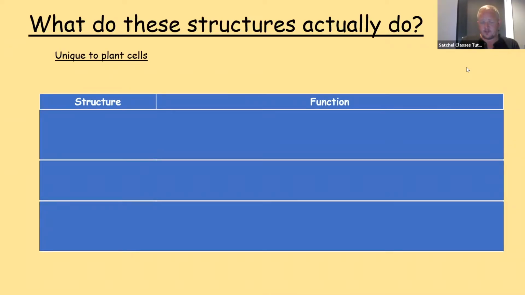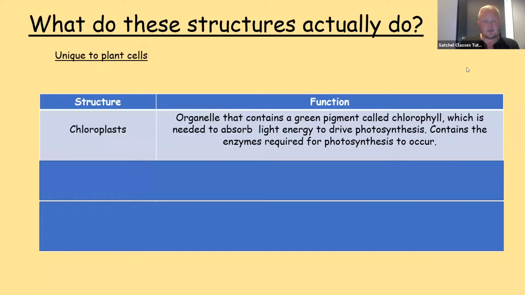Then there's the structures that we mentioned that are only found in plants. They're unique to plant cells. Chloroplast. It's an organelle that contains a green pigment called chlorophyll, which is needed to absorb light energy to drive photosynthesis. It's the majority reason why leaves on plants are green. It's because they contain lots and lots of chloroplasts with lots of chlorophyll, especially near the surface of the plant leaf.